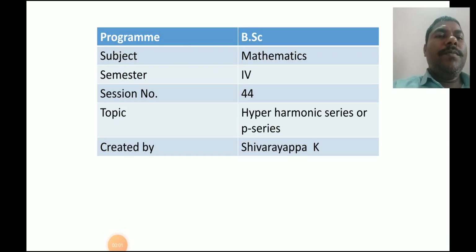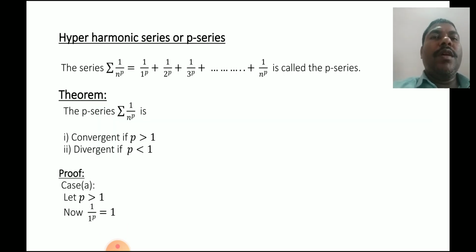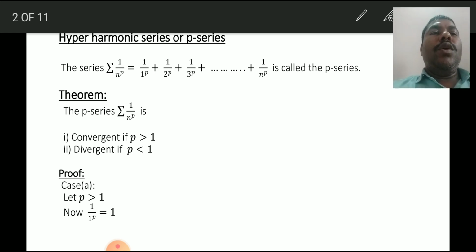Hello to everyone. In this session, we have to discuss the P series. Here, the series of the form summation 1 by n raised to p is equal to 1 by 1 raised to p plus 1 by 2 raised to p plus 1 by 3 raised to p up to plus 1 by n raised to p is called the P series.